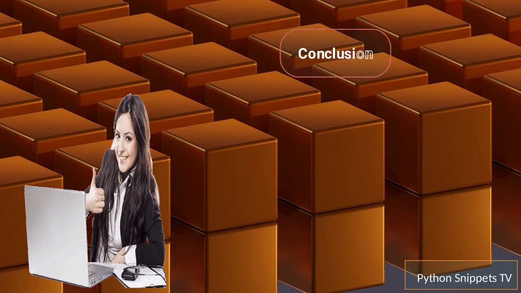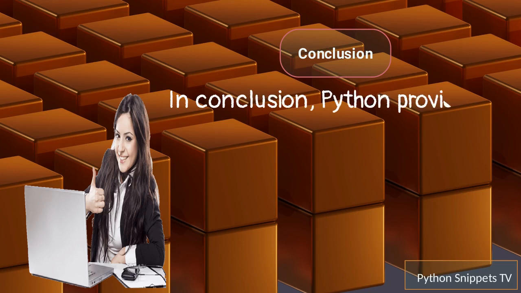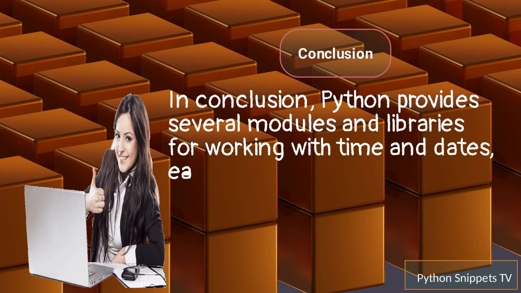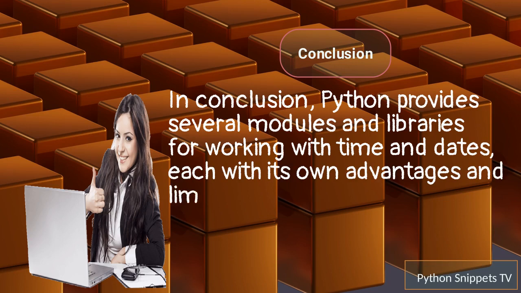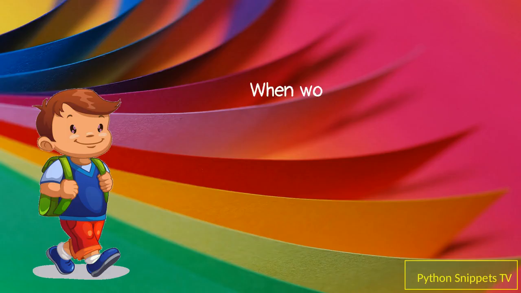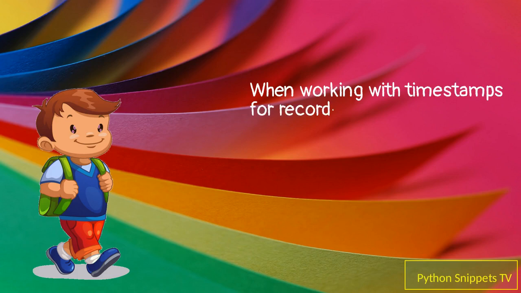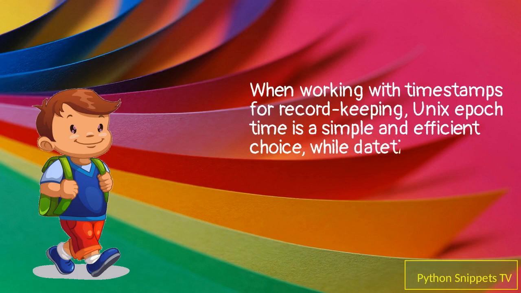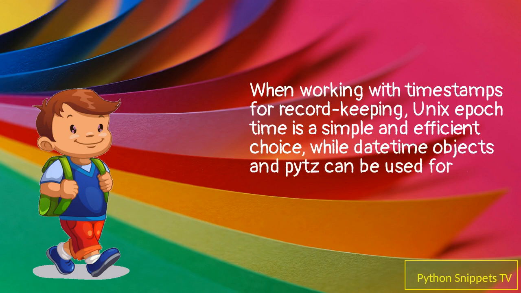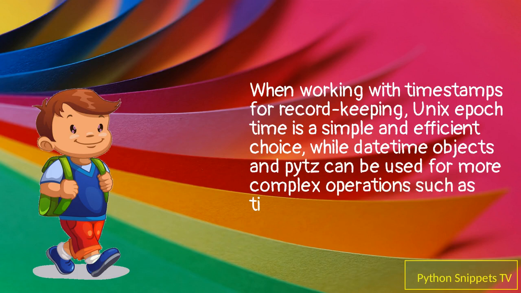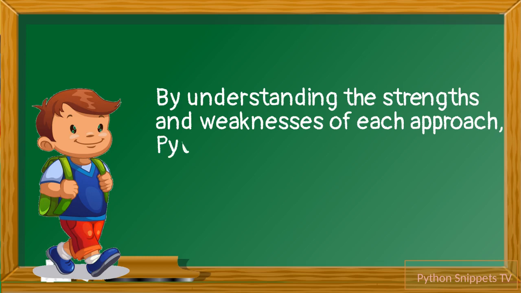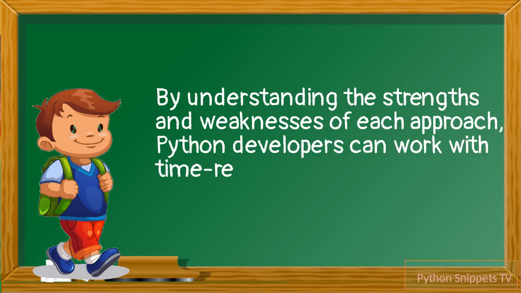Conclusion. In conclusion, Python provides several modules and libraries for working with time and dates, each with its own advantages and limitations. When working with timestamps for record keeping, Unix Epoch Time is a simple and efficient choice, while datetime objects and pytz can be used for more complex operations such as time zones and arithmetic. By understanding the strengths and weaknesses of each approach, Python developers can work with time-related data more effectively.